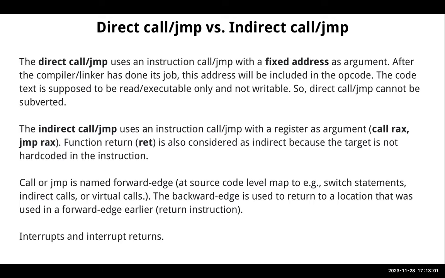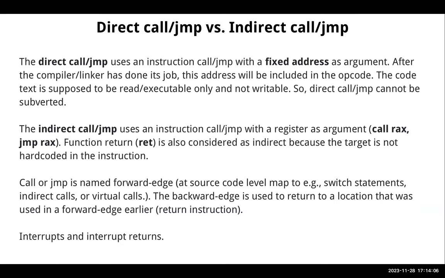However, there are also indirect calls and indirect jumps. Basically, those are instructions that use a register as an argument, like call EAX, call RAX, jump EAX, jump RAX. Obviously, when you look at the instruction, you don't really know what value RAX or EAX will have at runtime, because it's just a register. The register's value will only be determined at runtime, right? Also, the function return is the same. That is also one kind of indirect jump, because the return instruction retrieves its target from the stack. So it's not hard-coded, because the stack is writable. It can be changed. So indirect calls and indirect jumps are forward edges, and function returns are backward edges.